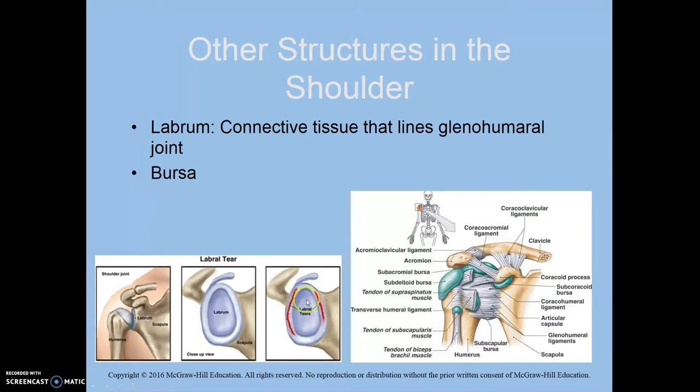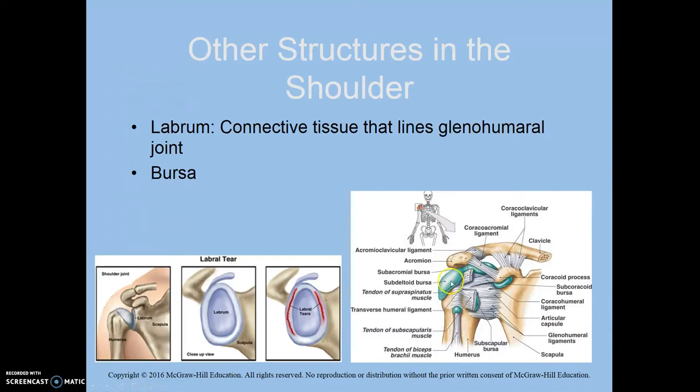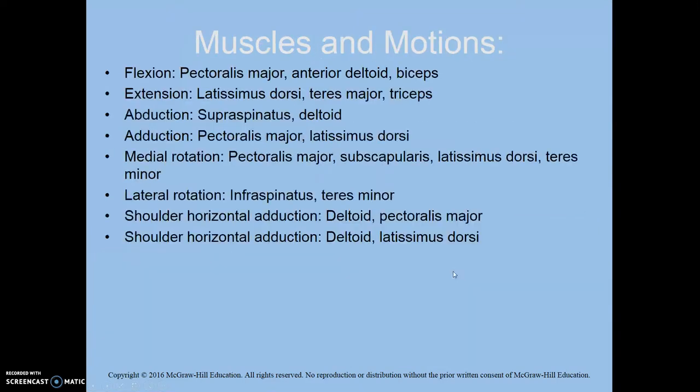In addition, we have bursa. Just like we have many bursa in the knee, we have lots of bursa in the shoulder. So all these green bubbles are indicating bursa. So you can see you have one right here under the coracoid process. You have one here between these ligaments, one here under the acromion. When they get inflamed, they get swollen and take up space, and it can cause pinching and pain in the shoulder.